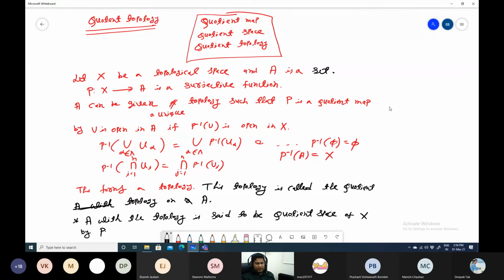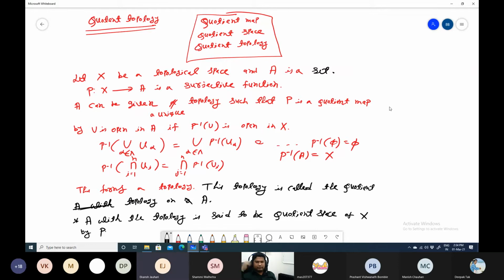So we know quotient map, we know quotient space, we know quotient topology. That means if you have two topological spaces X and Y, and P is a continuous surjective map such that U is open in Y if and only if P inverse U is open in X, then P is said to be a quotient map, the topology on Y is said to be the quotient topology, and Y is said to be a quotient space of X by the quotient map P. Okay, any doubt?